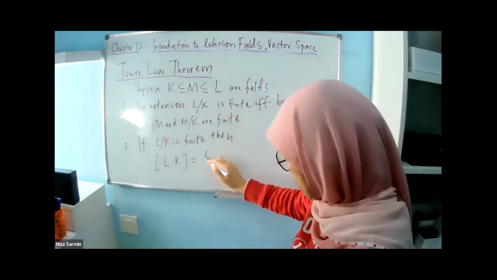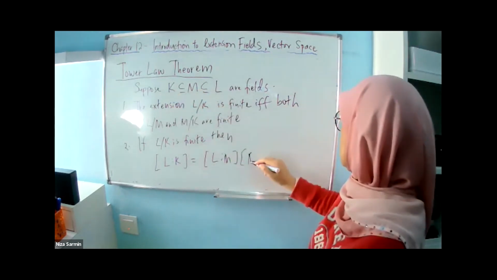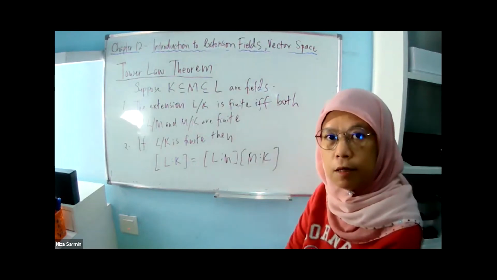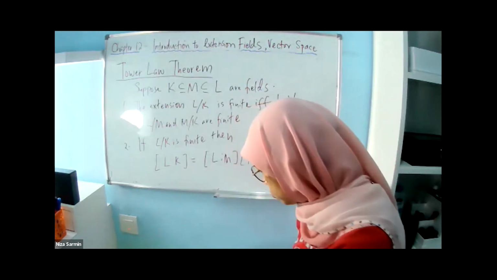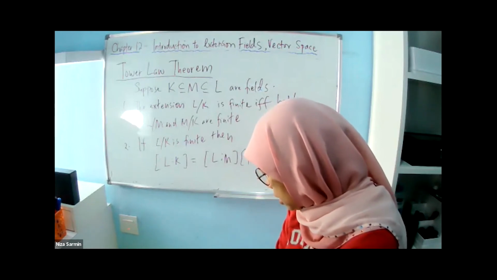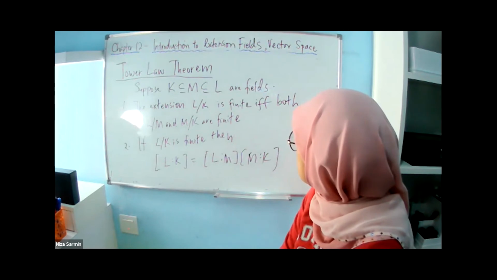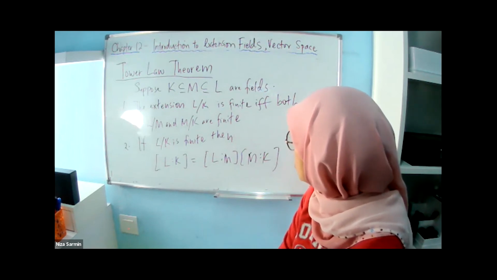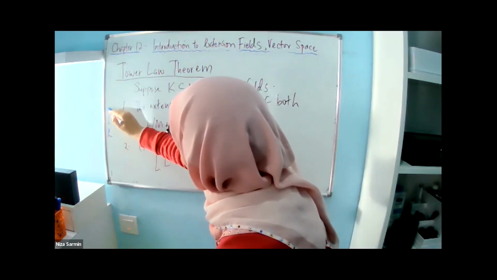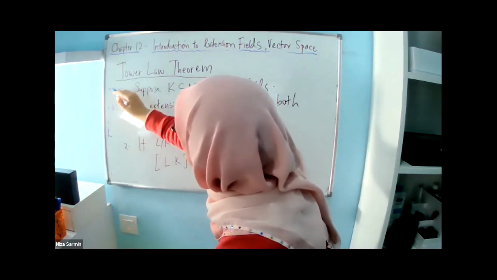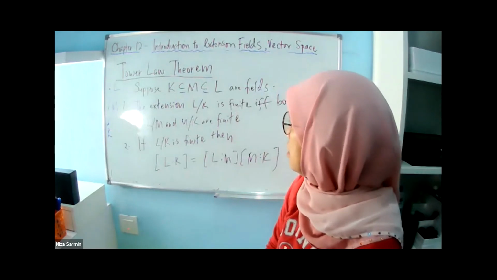then the degree is this times this. So sometimes you have one above, okay, for the extension. Okay. Now let's see. As an example, let L, so you have something like this. K here, then you have M here, then you have L. K, M, L.